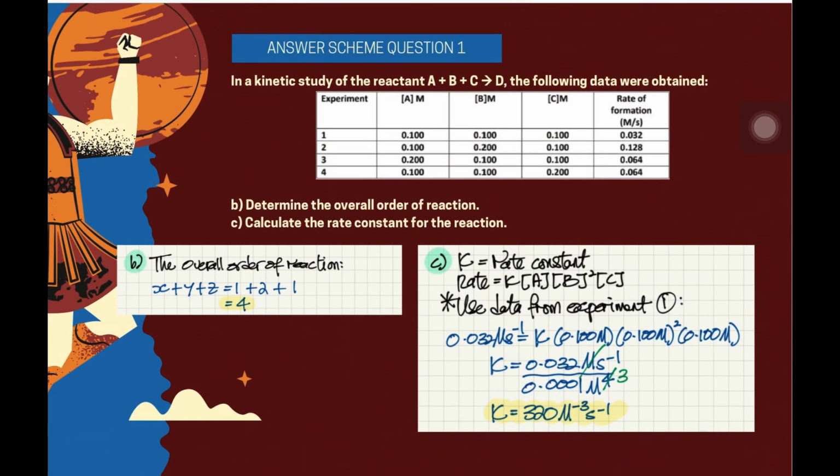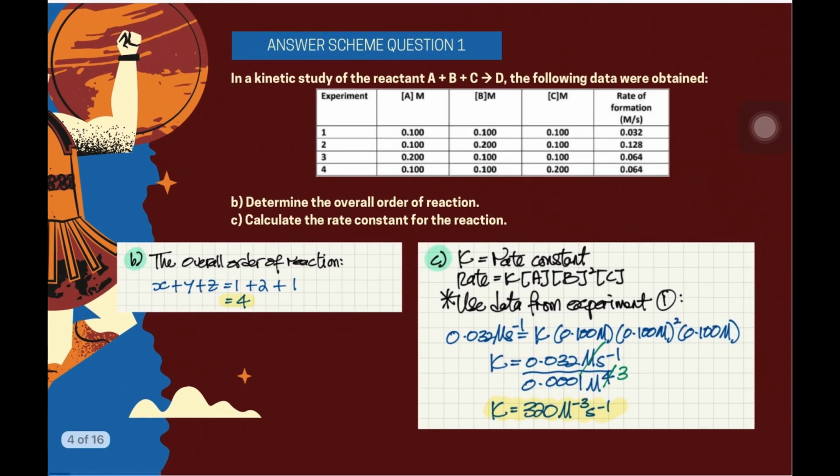Okay, untuk 1B, kita kena suruh determine the overall order. So you simply have to add up all the order of reaction with respect to each reactant tadi. 1 tambah 2 tambah 1, so 4 lah kan. And last but not least, calculate the rate constant. So you have to actually ganti mana-mana experimental data kamu ni. Okay, for example dalam jawapan sini kita guna eksperimen 1 punya data, dan kita dapat inilah, dan make sure the unit of K is expressed dengan betul.